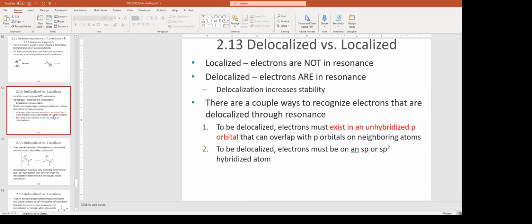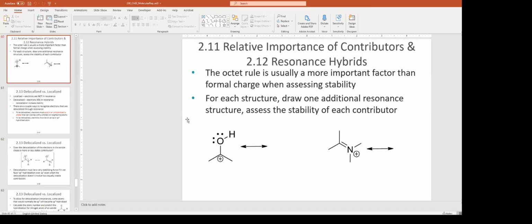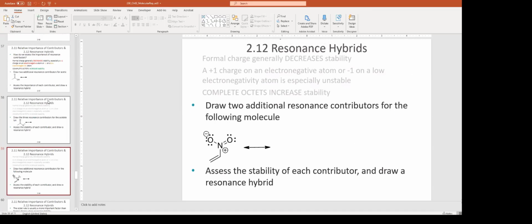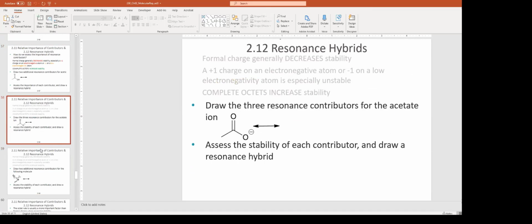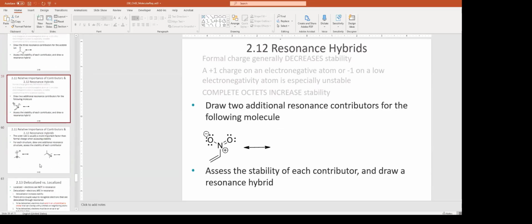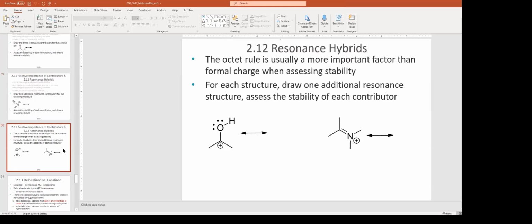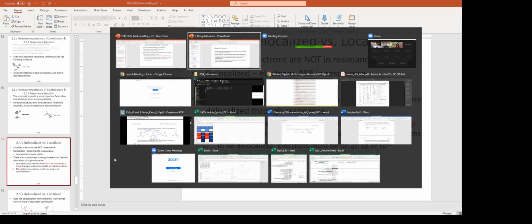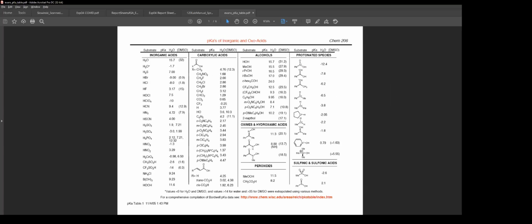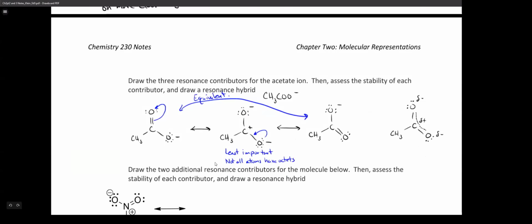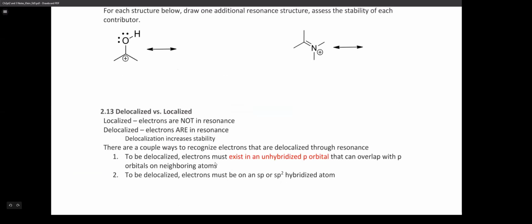So I did not finish all of these things. Recall, we did some of these structures. I'll leave it to you to deal with drawing resonance structures for that and some of the others as well. All right, where did we leave off? Not there. Right here. Okay.